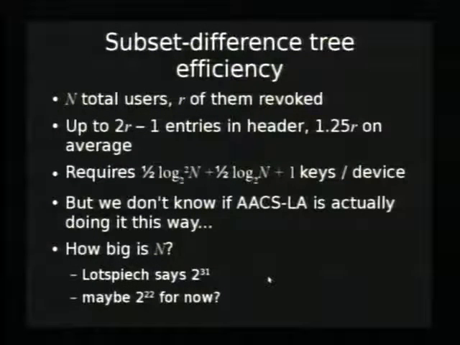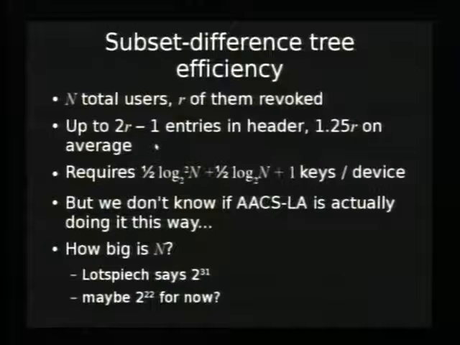So for the computer scientists in the room, I've probably lost everyone else anyway by this point, some notes on the algorithmic efficiency of this system. It allows any R users out of the total group N to be revoked. The header that generates these subsets has a length up to 2R-1, with an exception for the 0 case. And on average, if you have random subsets being revoked, the header length is 1.25R. So you have 1.25R processing keys on average for those revoked devices.